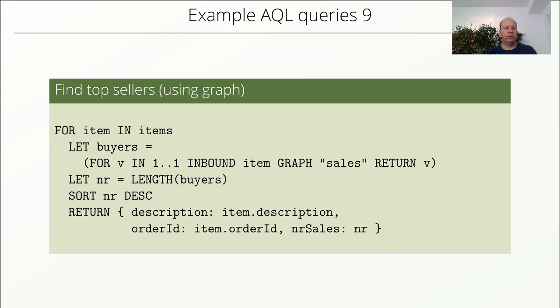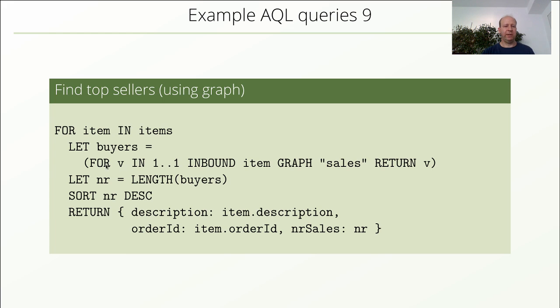Now let's get back to the graph functionalities. I have 3 more queries before we end this talk. And this here finds the top sellers using the graph functionality. So what do we do? We run through the items. For each item, we find all the buyers. How do we do that? Now remember, this is a graph model. The arrows are pointing from the customers to the items. So therefore, if I go in the sales graph 1 step backwards from the item, I find all the people who have bought that.